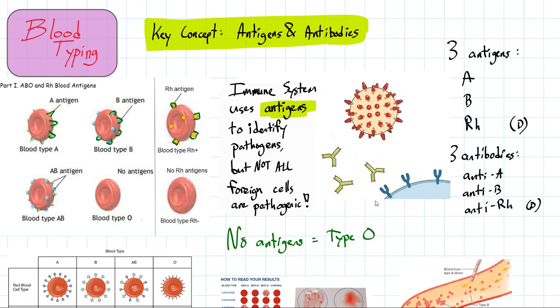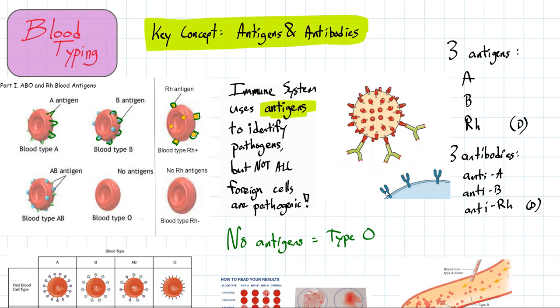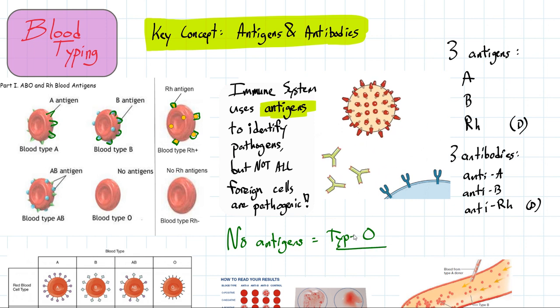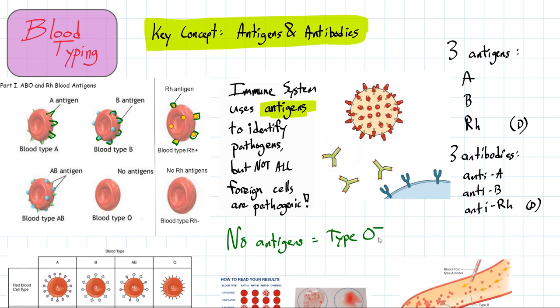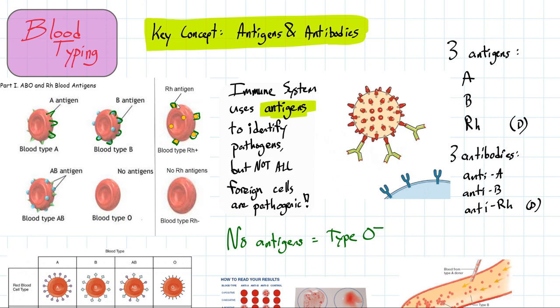Type O was initially called type 0 because there were 0 antigens, but now we call it type O, which is, I think, kind of a typo. But that's what we call it right now. We call it type O. And O negative especially means that we don't have the Rh antigen.